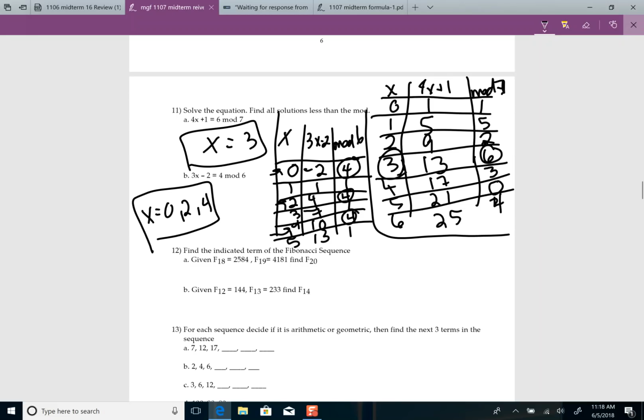On number 12, I'm giving you some Fibonacci terms, and I want you to find the next term. So I gave you f of 18 was 2584, and I gave you f of 19 was 4181.